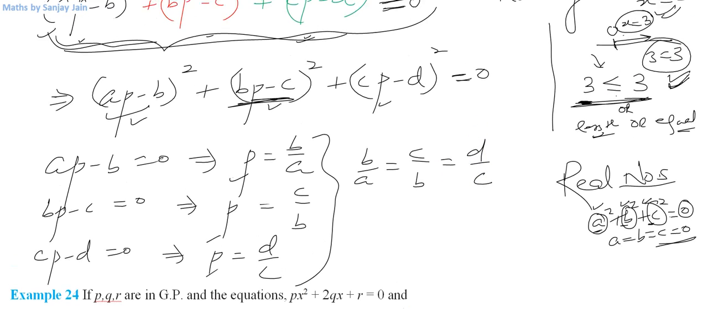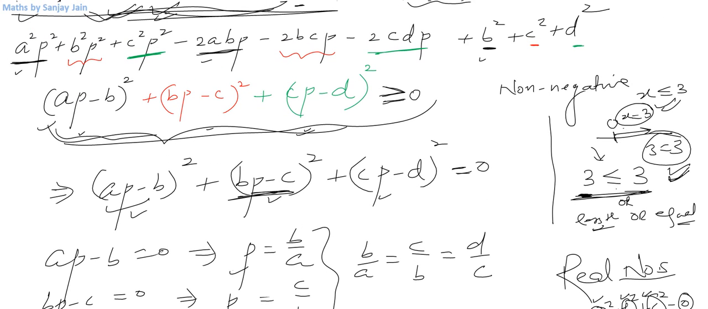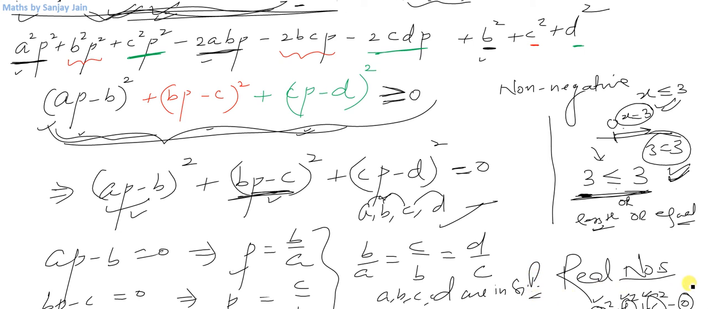This is what I wanted to show, right? Because I need to show that a, b, c, d are in GP. So b by a is equal to c by b is equal to d by c. Hence I can say a, b, c, d are in GP. Alright, I hope you have understood.